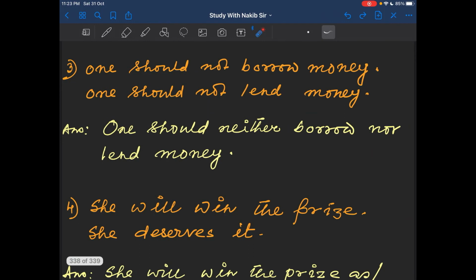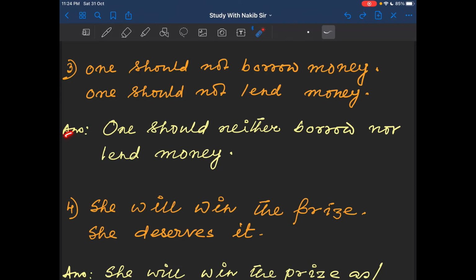Okay, now see the third question. One should not borrow money and one should not lend money. See the relation. The relation is negative alternative action. You cannot do this, you cannot do this. So technical side is that in that case you have to use neither nor.